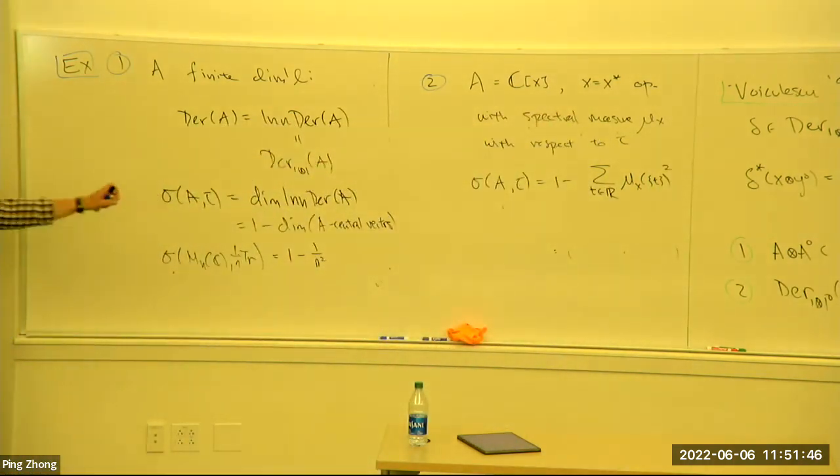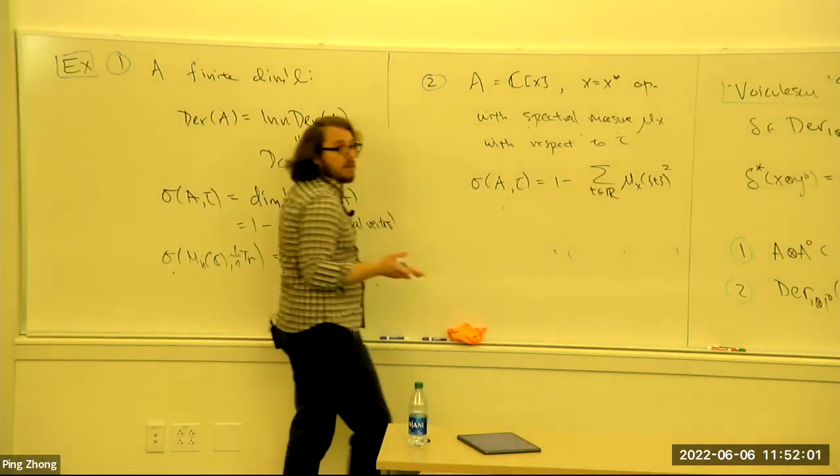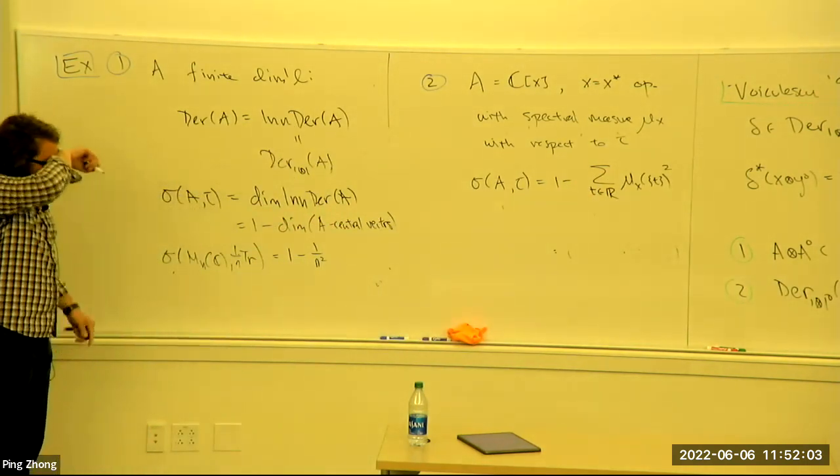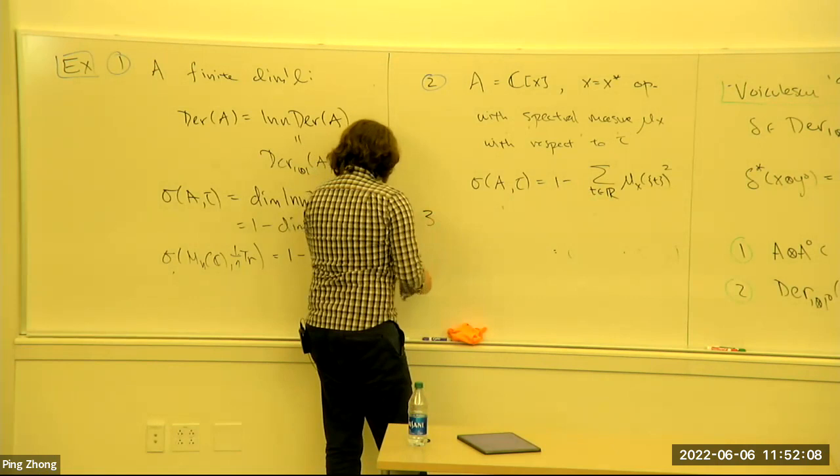So for most values of t, that expression will be 0. This thing is just looking through R to find any atoms for the spectral measure, and then subtracting off their squares from 1. So in particular, if the spectral measure is diffuse, if it has no atoms, then this sum will be 0, and you'll just get 1. So for the commutative examples, we understand this pretty well. I'll say more about that in a minute.